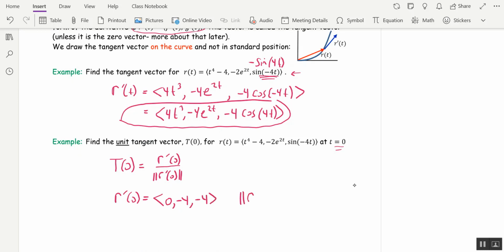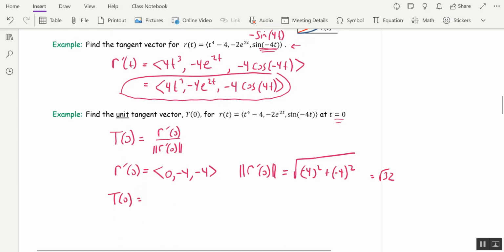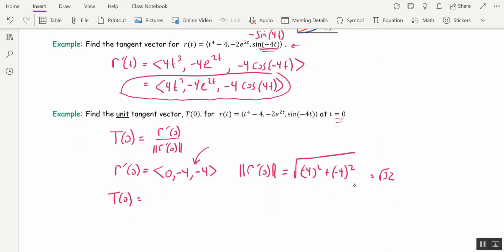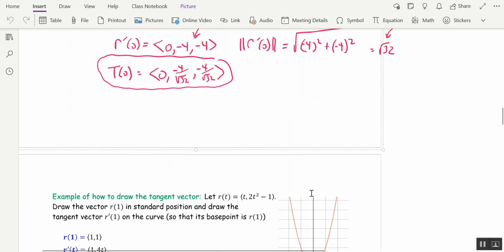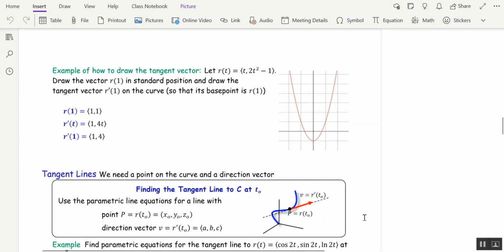So the length of r prime of 0 is the square root of -4 squared plus -4 squared, which is root 32. So T of 0 is the derivative, this vector here, divided by its length, root 32. So that's 0, -4 over root 32, -4 over root 32. Okay, so we typically graph the tangent vector on the curve and the position vector in standard position.